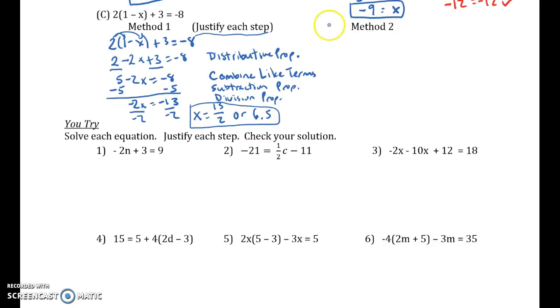Now method 2 is just another way of getting rid of that parentheses without simplifying first. And sometimes I like to do this if it looks like the numbers work out really well. So I'm going to just rewrite the problem. So 2 times 1 minus x, plus 3 equals negative 8. And here what I'm going to do is I'm going to isolate the parentheses. So I'm going to subtract 3 first and use my subtraction property to get 2 times 1 minus x equals negative 11. All right, so that's my subtraction property.